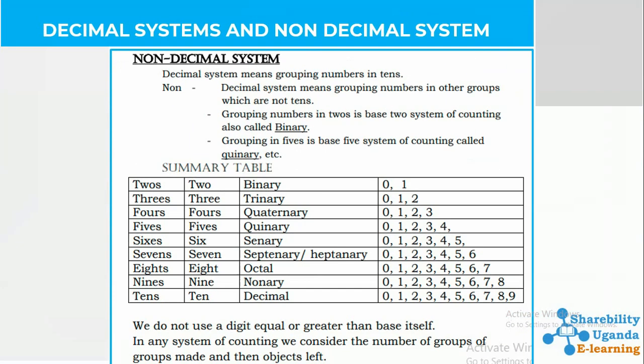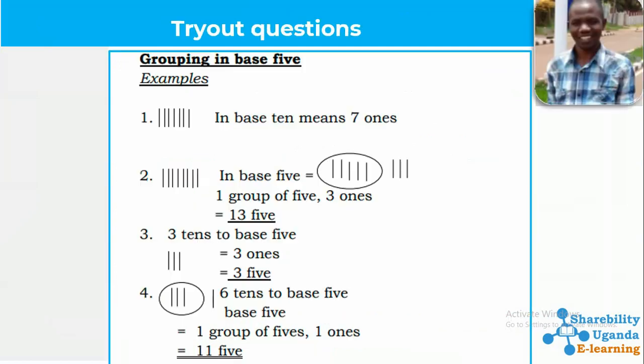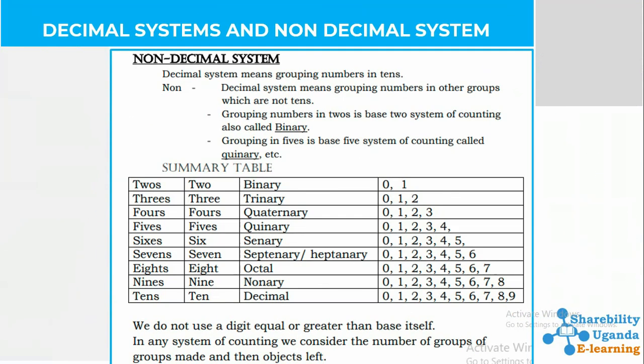Okay, so this is what we are meaning. We shall be looking at decimal and non-decimal systems. In these non-decimal systems we shall be able to look at what they are, what they mean, how they come about, and their basis, such that when a question comes, we know what we are dealing with.